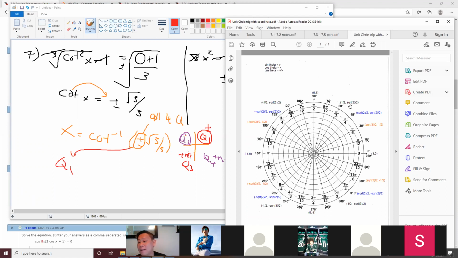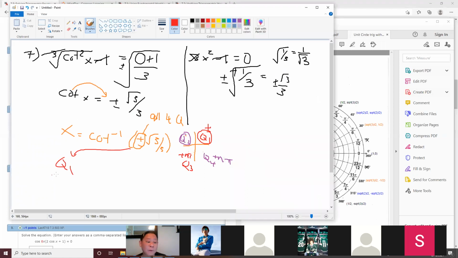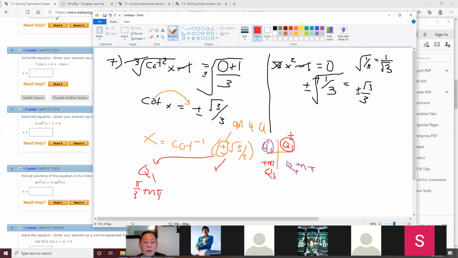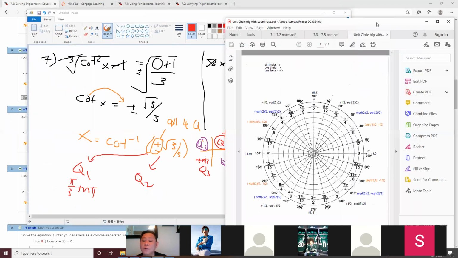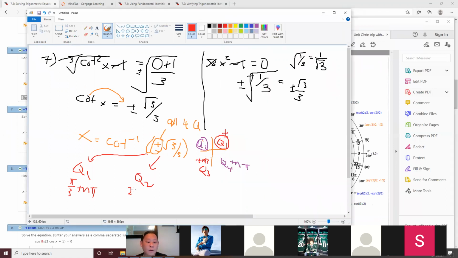So when you do this divided by that, you get 1 over root 3, which is the same thing as root 3 over 3. So your answer in this case will be pi over 3 plus n pi, because this question doesn't tell us it goes from 0 to pi. And what happens to quadrant 2? Anyone know what's quadrant 2 for 60 degrees or pi over 3? It'll be 2 pi over 3 plus n pi. So your answer is these two answers.